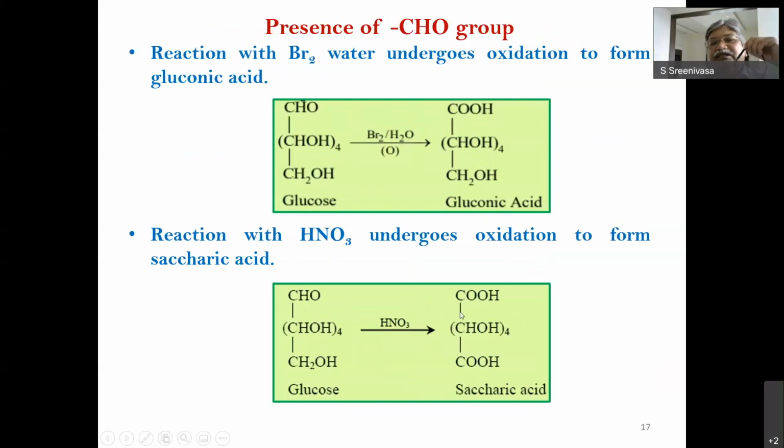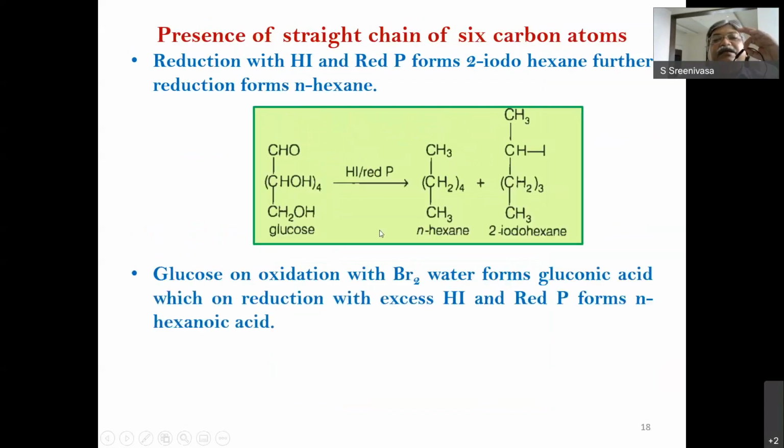Nitric acid oxidation gives saccharic acid. Both the OH groups, 2 molecules, are consumed. That means one is an aldehyde group, and the other may be a primary alcohol which undergoes oxidation. Like this, we are going to draw some conclusions. Emil Fischer took almost a decade, 12 years, to establish the structure of glucose.